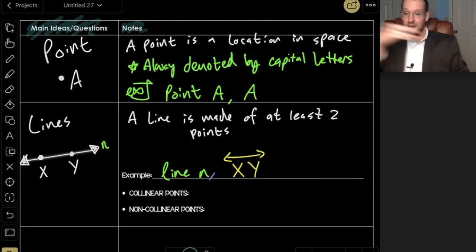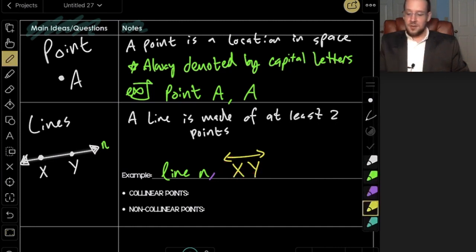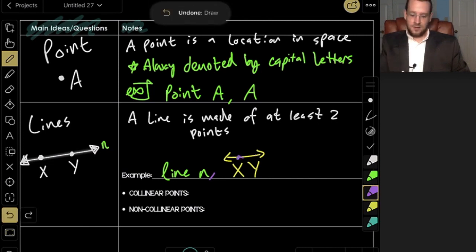The line, top to bottom, left to right. The line xy. The line xy. Two points on the line xy. Literally, the only thing you're missing here is two dots that say x and y. Otherwise, it's the complete figure.